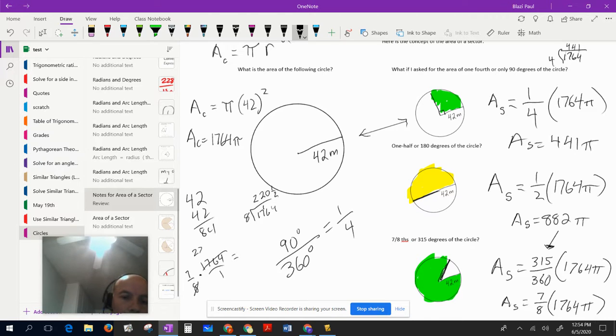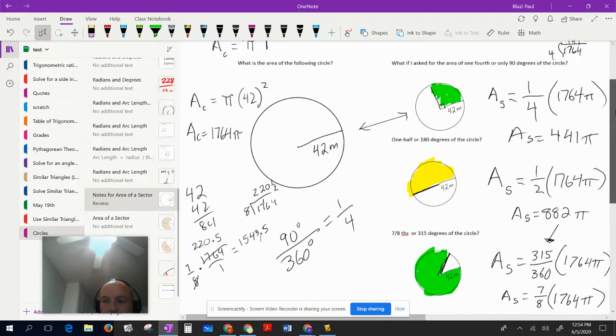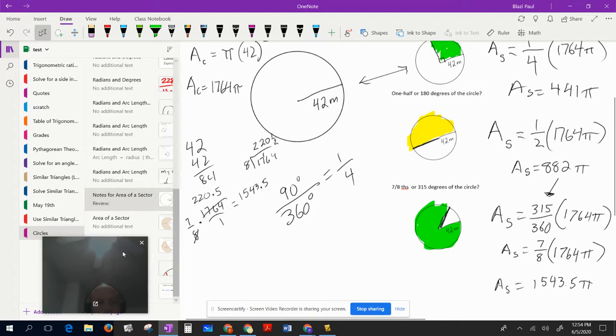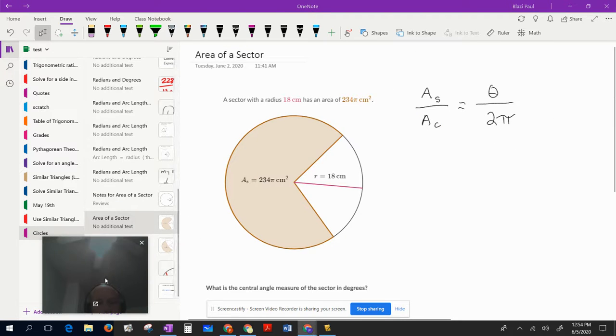This is 220.5. So 7 times 220.5, I believe, is 1543.5 pi. So this is 1543.5 pi. Feel free to check my work there. Okay? Cool. All right. Now we're going to use this on the next page on these problems.